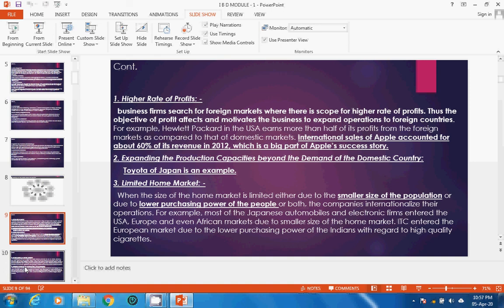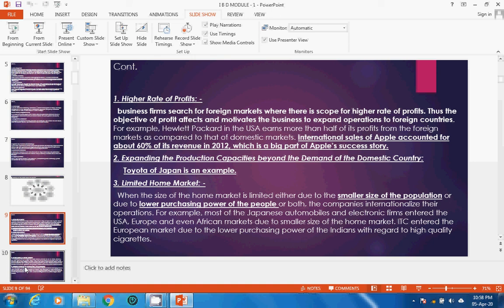For example, international sales of Apple accounted for about 60% of its revenue in 2012, which is a big part of Apple's success story. Hewlett Packard in the US earns more than half of its profits from the foreign markets as compared to the domestic markets. That shows the higher rate of profits for the international business firms, which is a driving force to go global.